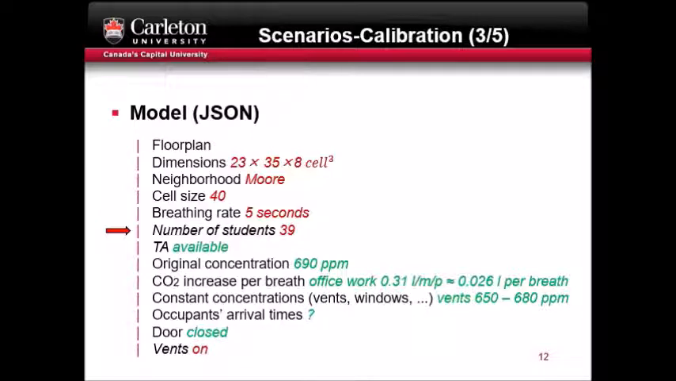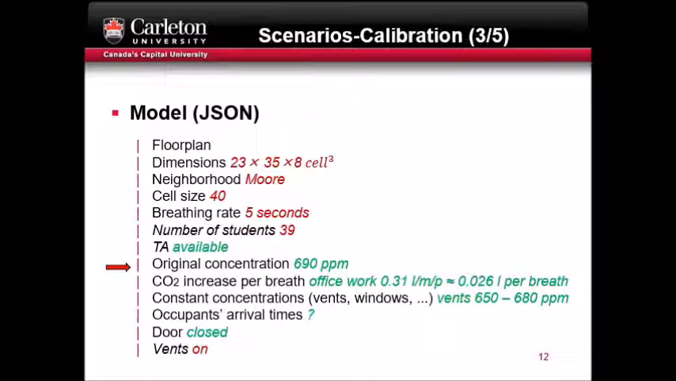And then we know that the number of students was 39. Whether the TA was available throughout the time or not, this is something that we were not sure of. So when we tried several scenarios, we found that the one that produced something similar to real data was that the TA was available throughout.